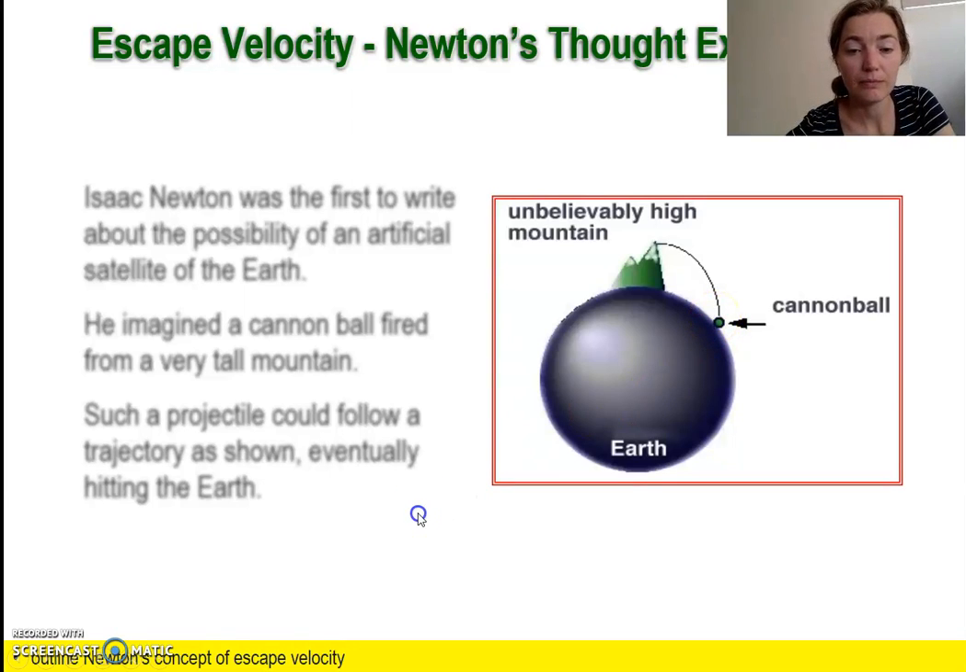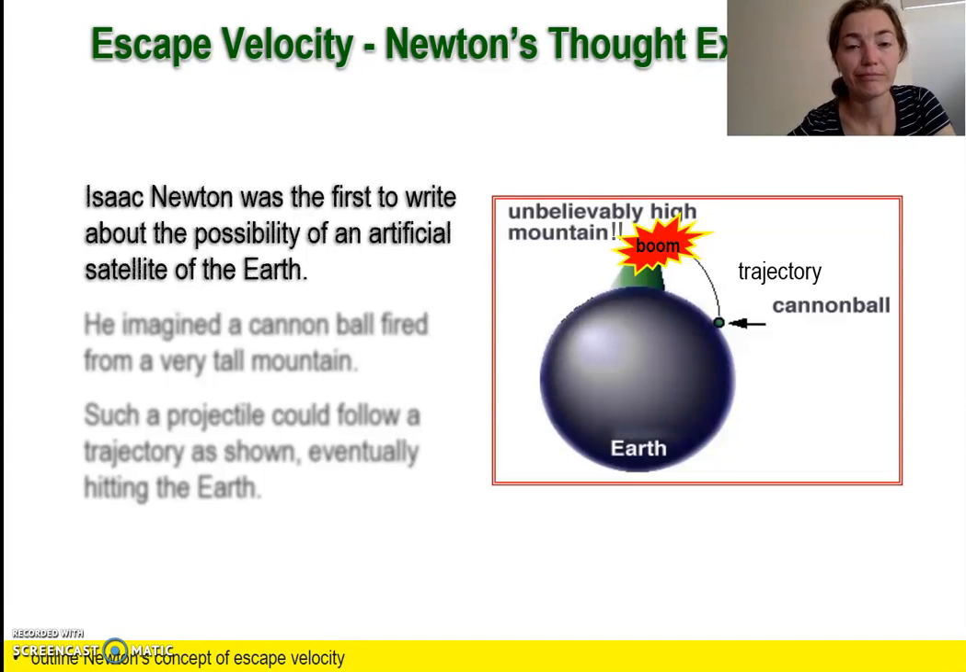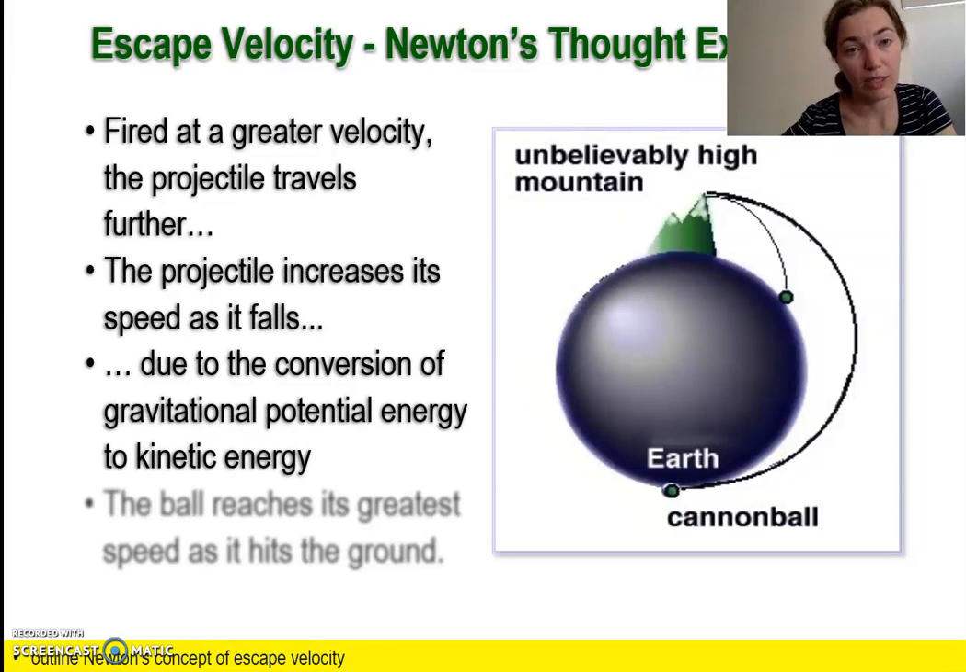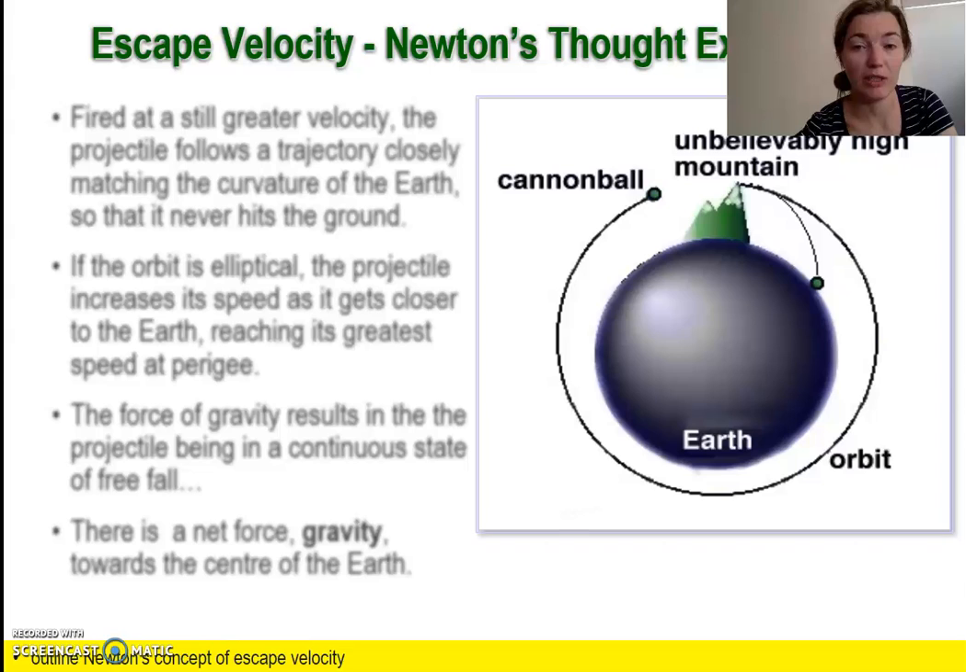Now let's imagine that if we fired that cannonball at a greater velocity, the horizontal range of the parabola or the trajectory would be greater. And in fact, considering that the Earth is round and planets are roughly spherical, we could get further and further around the outside of the planet until finally coming to a rest at the surface of the planet. And this is due to the conversion of gravitational potential energy to kinetic energy, which we've learnt about in a different video.